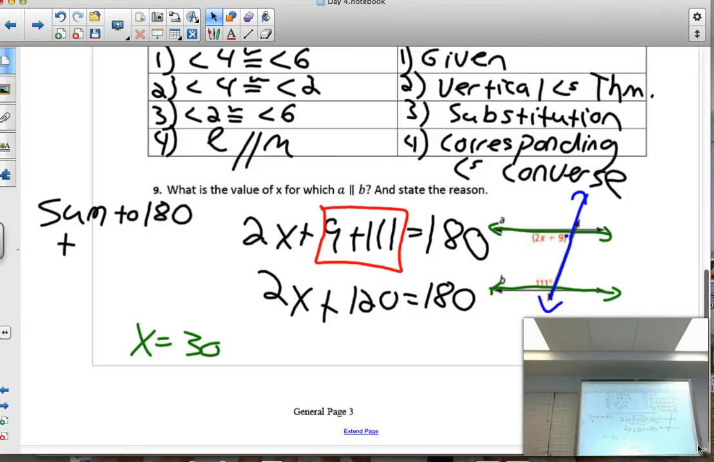Okay, so for those of you that figured out x is 30, flip the page and try the next one. For those of you that didn't get this far, call me over and I'll help you if you need help. But you should get x equals 30.